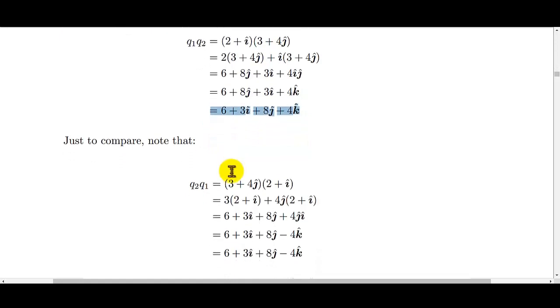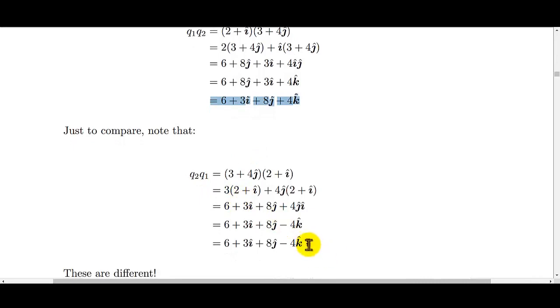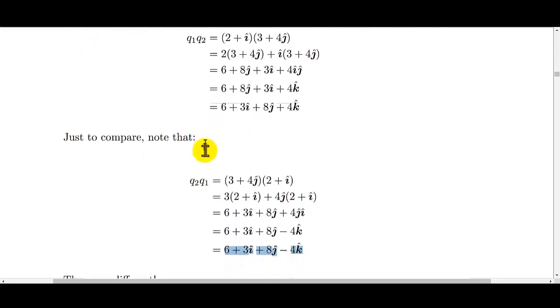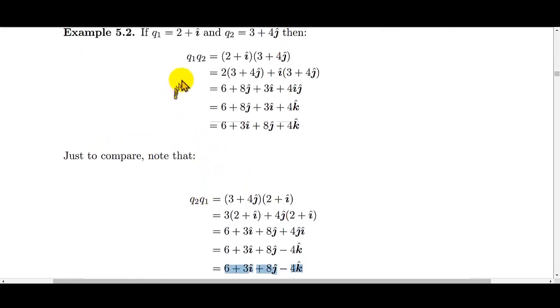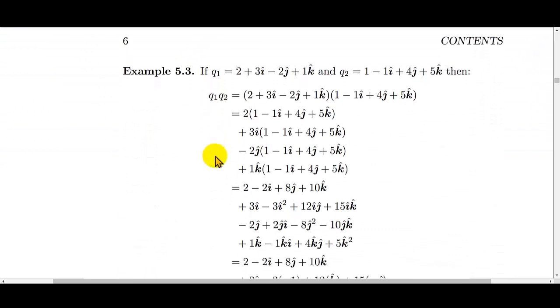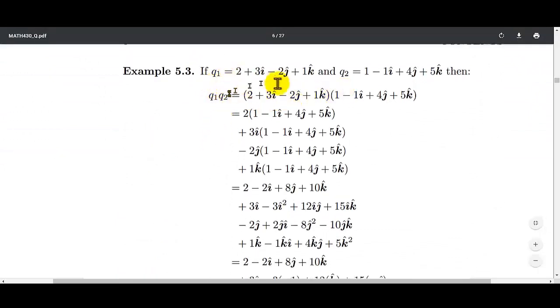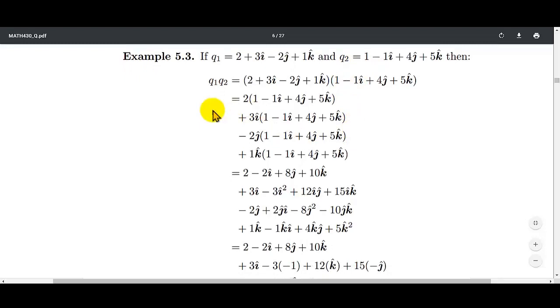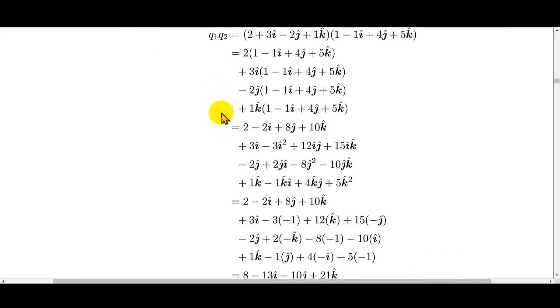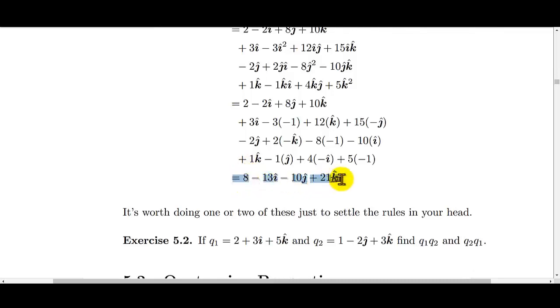So just to compare, note that q2 times q1 is not the same thing as q1 times q2. From this example, I want to mention again that q2 times q1 is not the same thing as q1 times q2. And we have another example. We have two quaternions, quaternion q1 and quaternion q2. And when we multiply by using the distributive law and associativity law, we get this expression.